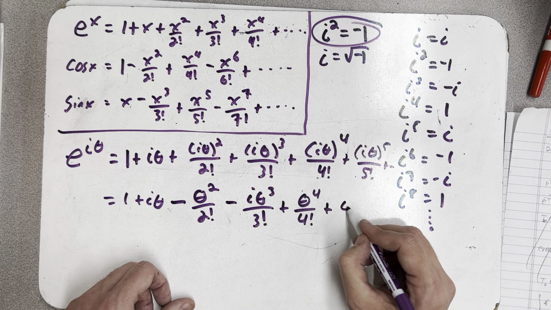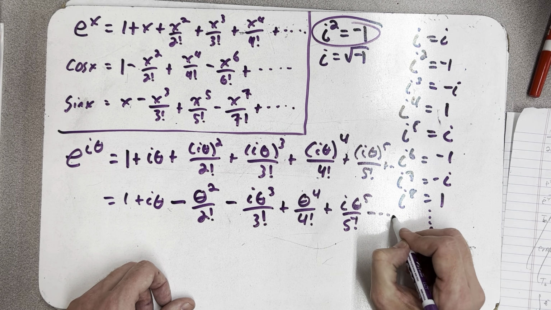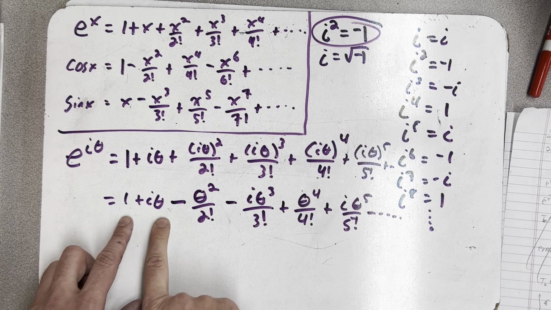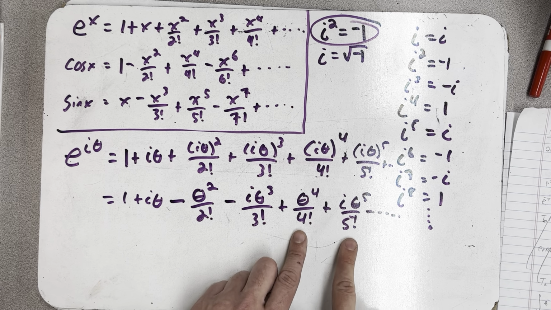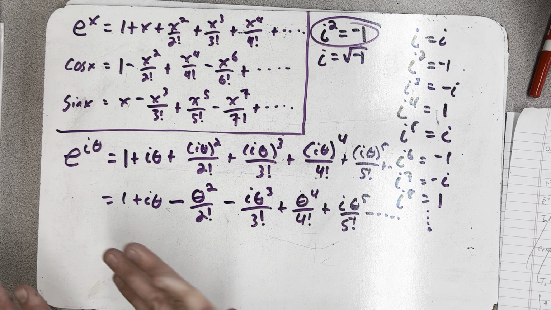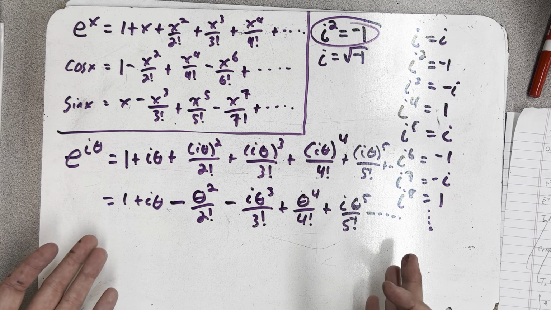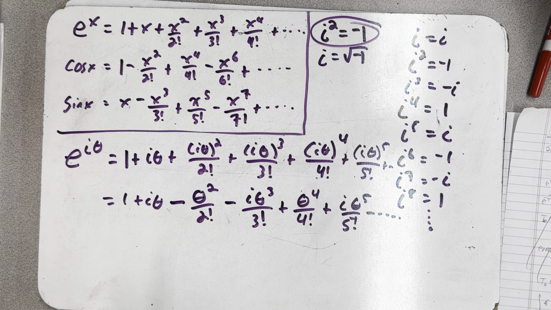Well, i to the fifth is i, theta to the fifth over 5 factorial. And I think we can see a pattern, and this one's kind of cool. Positive, positive, negative, negative, positive, positive. And it'll keep doing that all the way down. And in fact, I think anyone who saw this could now replicate it. All right, well, this series converges absolutely for all values of theta to e to the i theta.